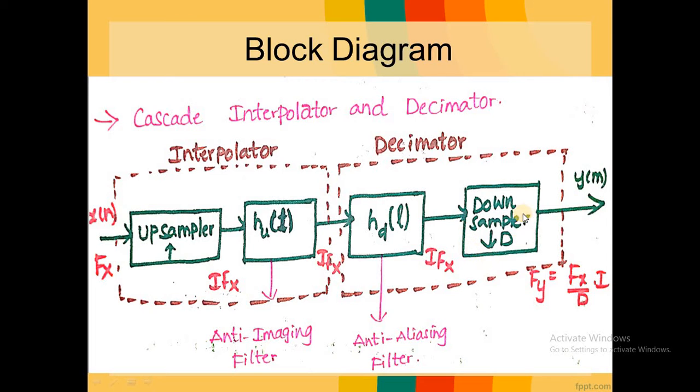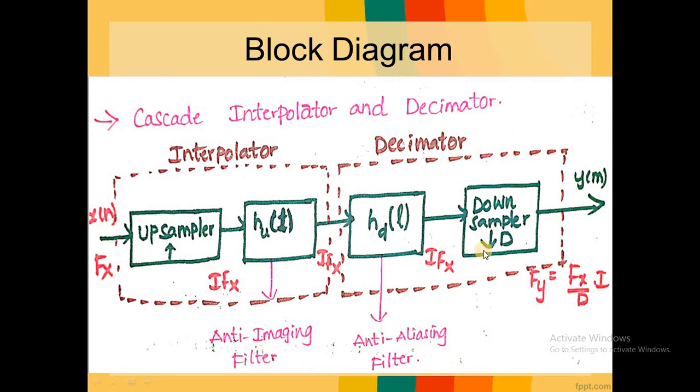Normally, the aliasing effect will occur in the case of downsampling. In order to avoid this aliasing effect, we go with the decimation process. What does the decimation process mean? Adding a filter at the input. By adding a filter, we can easily avoid the effect of aliasing. So we add this anti-aliasing filter at the input of the downsampler. So it is called an anti-aliasing filter, and the other is called an anti-imaging filter.